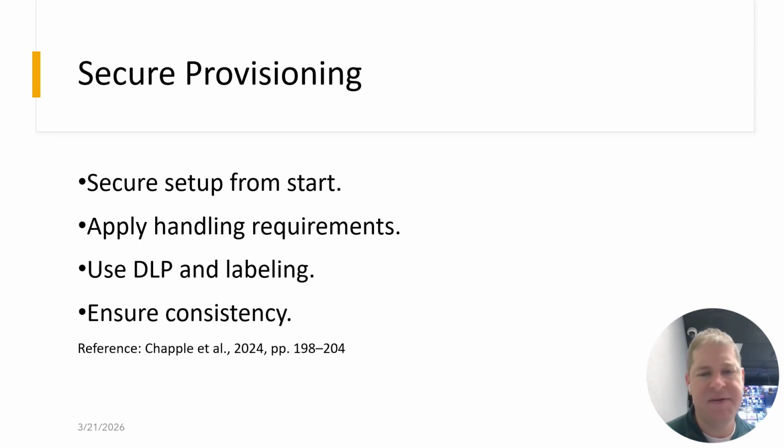Secure provisioning focuses on setting up systems and data securely from the beginning. This includes applying appropriate security configurations, access controls, and data handling requirements during deployment. Tools like data loss prevention and data labeling are often used to enforce policies. The goal is to ensure consistency so that security is built into systems from the start rather than added later. This reduces the likelihood of misconfigurations, which are one of the leading causes of security breaches today.